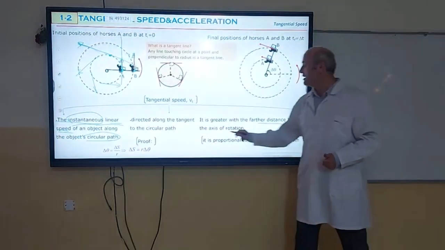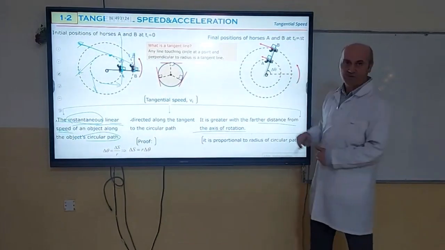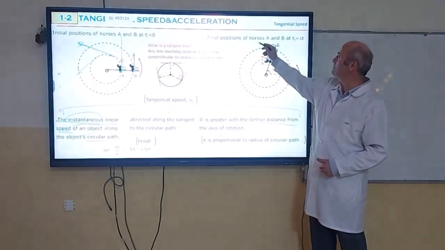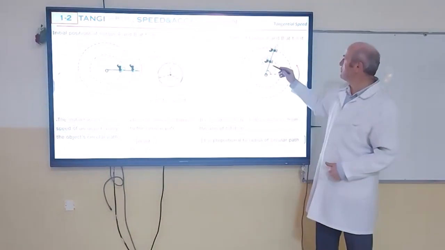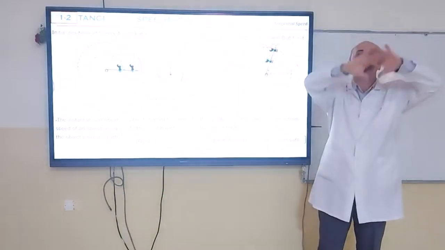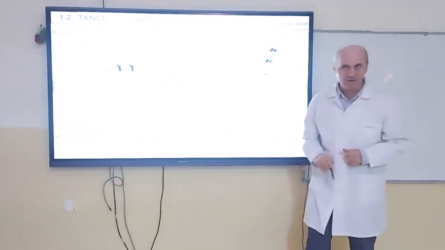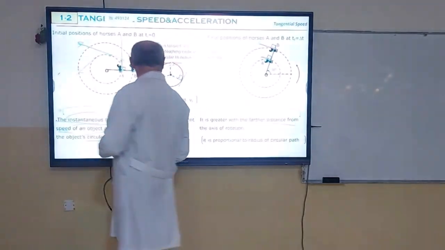What we named is radius. Yani, if the circle has a greater radius, tangential speed must be greater. If the circle has a smaller radius, it should be smaller. Why? Because angular speeds are the same, tangential speeds are different at different circles.